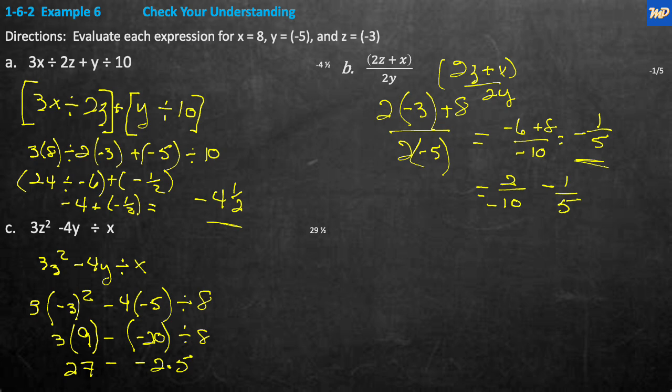So now when we add these together, these are negative and a negative is a positive. So the answer here is going to be 27 plus 2.5 is equal to 29.5, or we could write it as a fraction, however you want to write it. Doesn't really matter. It could be 29 and 1/2. Okay?